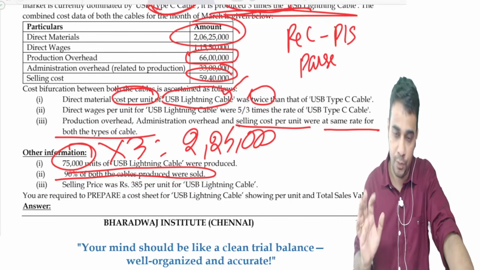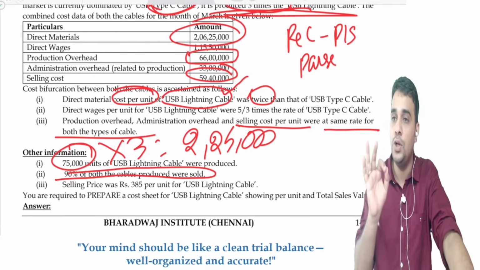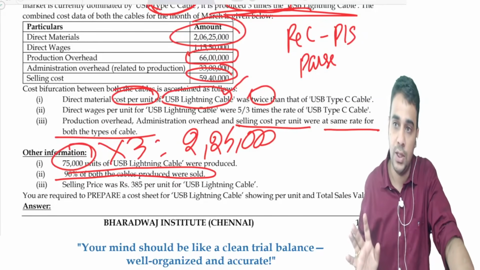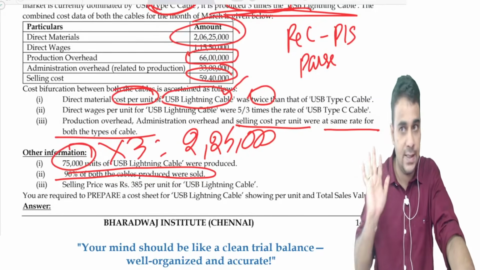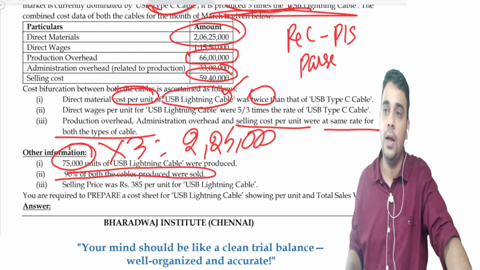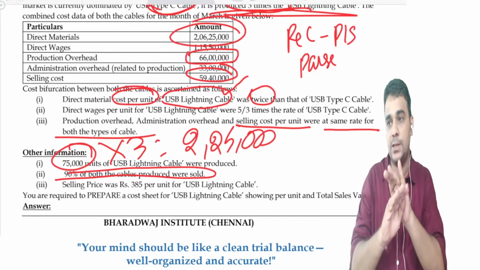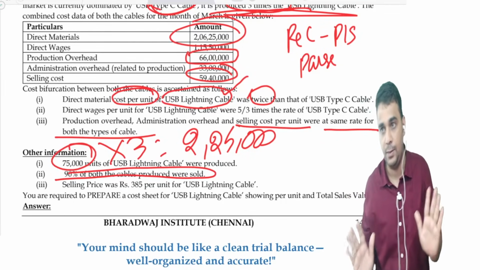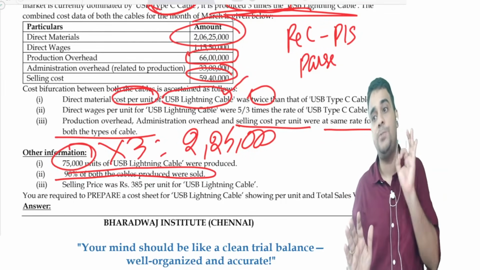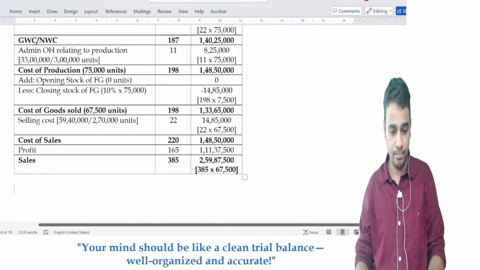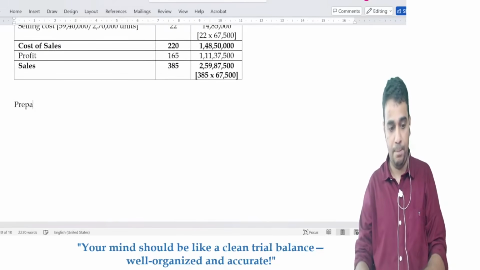Any doubts on this? If you have understood it, I want you to prepare a cost sheet for the type C cable. All the data is there with you. You need not do any extra analysis, but try it. I am not going to explain much. You start doing it. We'll discuss it in maybe 8 minutes. We have done the USB lightning cable. Prepare the cost sheet for type C cable.